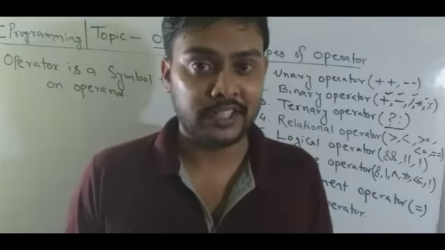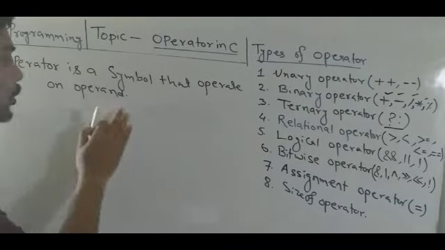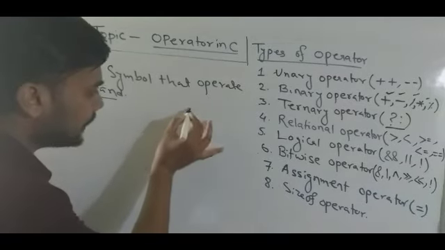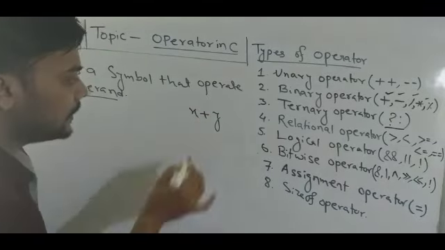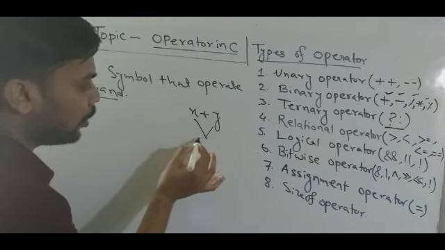दोस्तों, ऑपरेटर क्या होता है? ऑपरेटर इज ए सिंबल दैट ऑपरेट ऑन ऑपरेंड. दैट मीन्स ऑपरेटर इज ए सिंबल लाइक example x plus y. That means operator, it is a symbol that operate on operand.